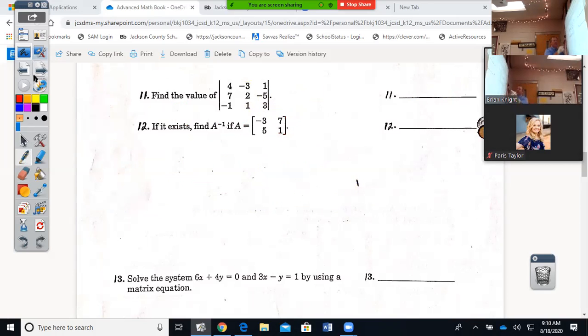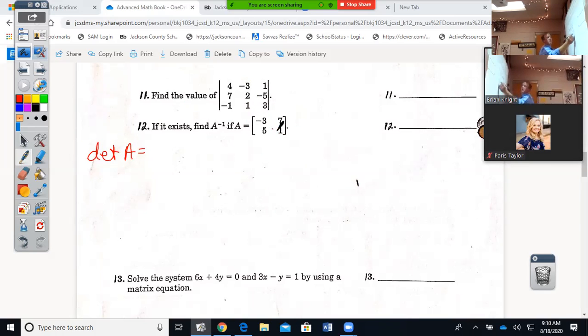Number 12, we are finding the inverse of A, if it exists. Remember, how are you going to know if it doesn't exist? What's your determinant going to be? 0. If you get your determinant 0, it doesn't exist. Okay? So I would do that first. I'm going to find my determinant of A first.